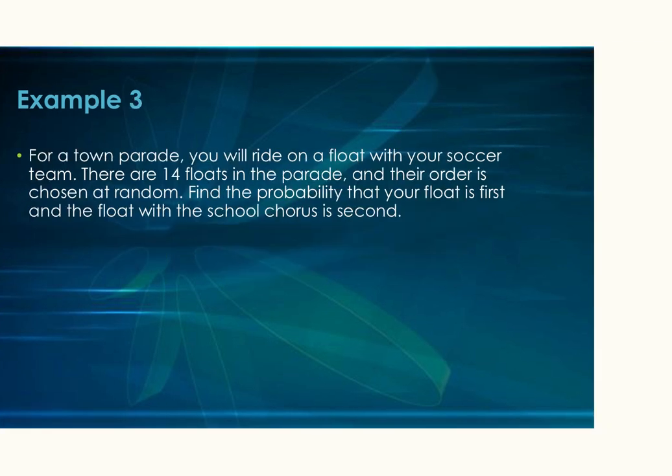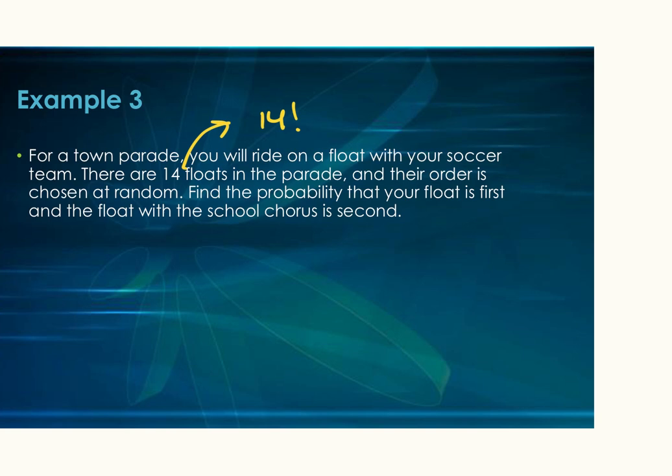Okay, now example 3 says, for a town parade, you will ride on a float with your soccer team. There are 14 floats in the parade, and their order is chosen at random. Find the probability that your float is first and the school chorus is second. So now we're getting into probability. If I wanted to figure out just the number of ways it can be arranged, ignoring the probability part of this, how many ways can the floats be arranged? Would it be 14 factorial? Good. So then the number of outcomes is 14 factorial.